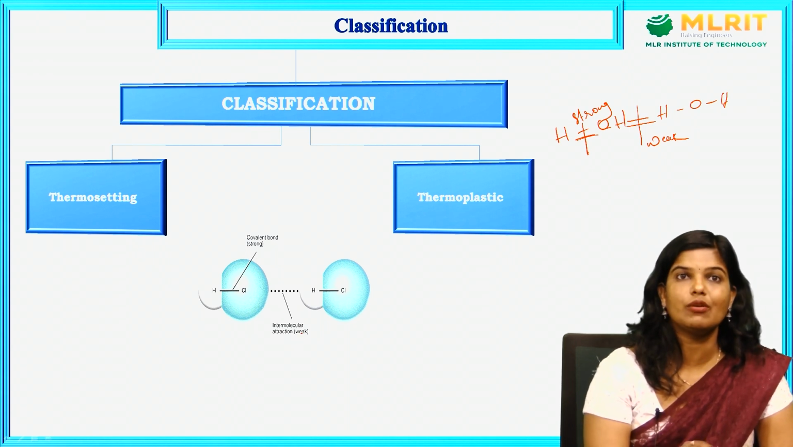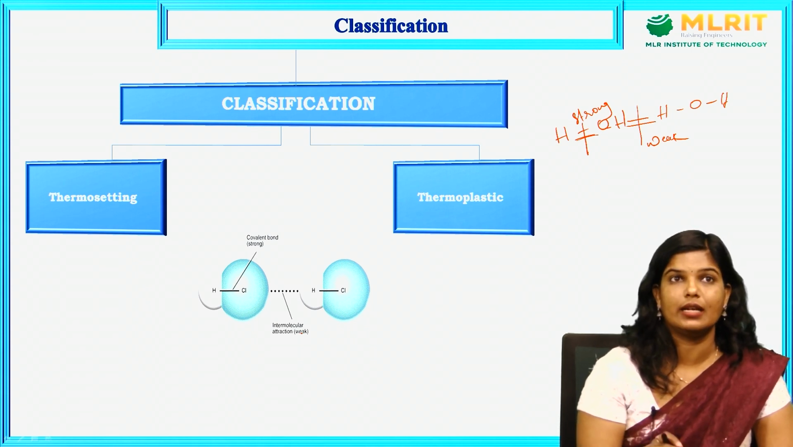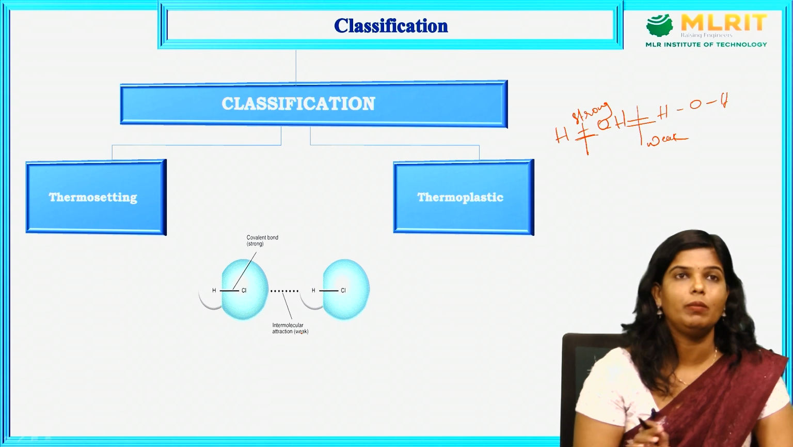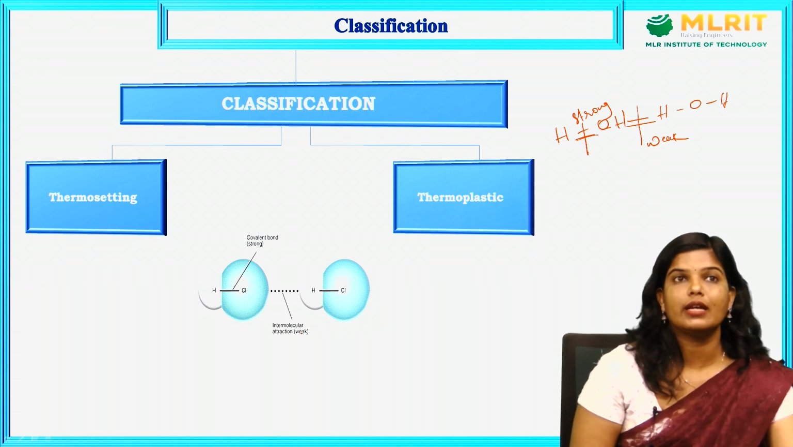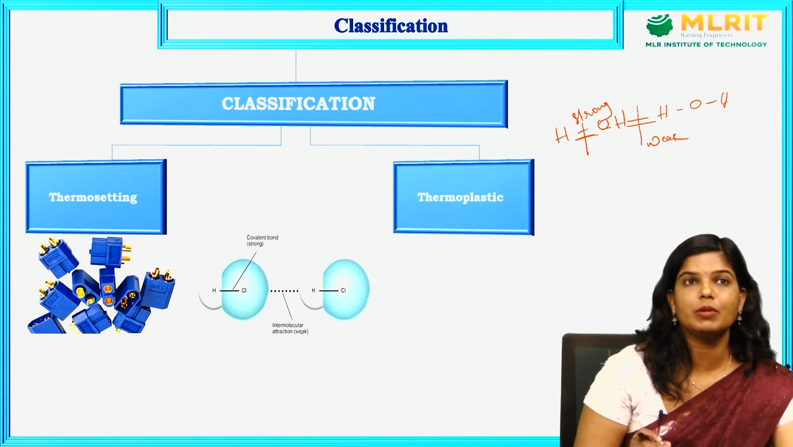So on the basis of intermolecular force of attraction, we can classify plastics into two types, that are thermosetting as well as thermoplastics. And what is thermosetting? When it has strong molecular force, right?